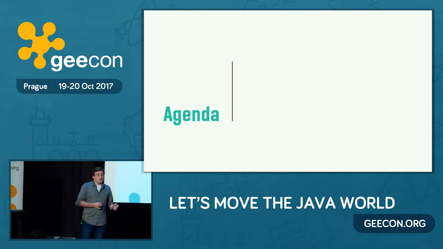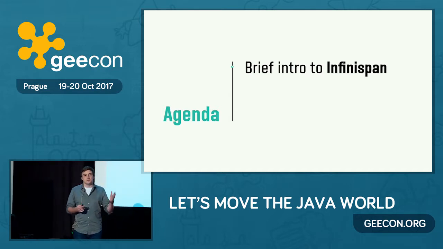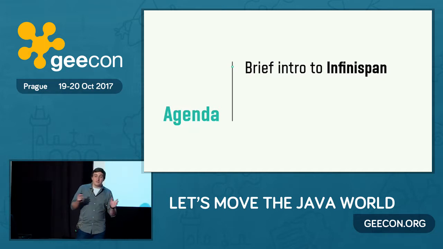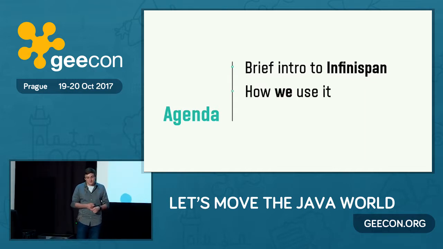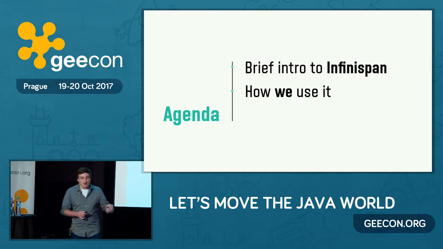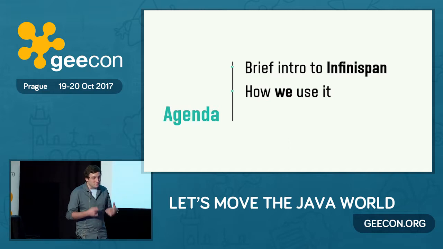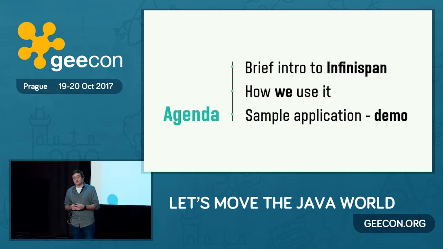This brings me to the agenda of the talk. Since Infinispan is helping us really a lot to build a distributed system on foreign infrastructure, I will briefly talk about it. I will do like a 5-minute, 10-minute crash course of Infinispan. But the core of the talk is really how we are using it. I will show you some tips and tricks about how we are using Infinispan, and then I'm going to show it to you in real code, in a sample application.